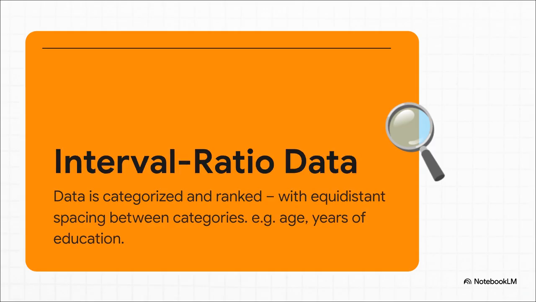And finally, we get to the powerhouse, interval ratio data. This is what most of us think of when we hear the word data. It's truly numerical. It has categories, it has a logical order, and, this is the key, the spacing between the categories is equal and fixed. Think about age in years, or the number of children someone has. The difference between being 25 and 26 is exactly the same as the difference between being 45 and 46. It's 1 year. It's this equal spacing that lets us do all the powerful math we want to do.